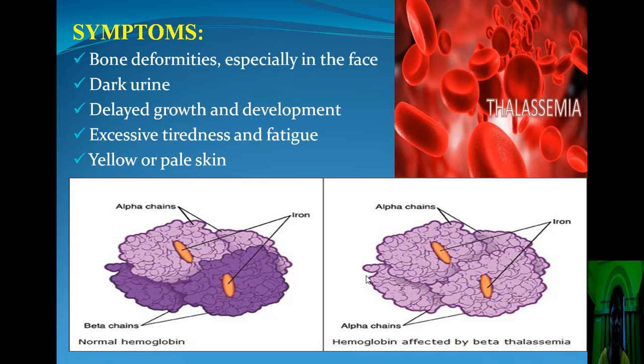They have excessive tiredness and fatigue, yellow or pale skin, because the hemoglobin concentration is very low in thalassemia. Hemoglobin is a protein made up of alpha chains and beta chains. In this diagram, you can see the structure of hemoglobin. This is the normal hemoglobin, which contains two alpha chains and two beta chains containing a sufficient amount of iron. But this is the hemoglobin of a thalassemia patient affected by beta thalassemia. In that case, the chains are not normal. They contain less amount of hemoglobin.